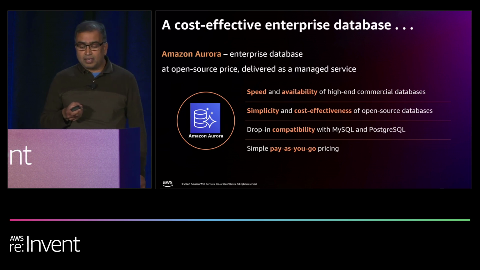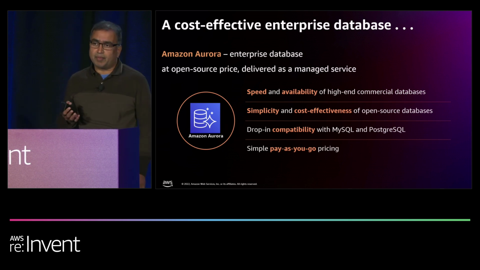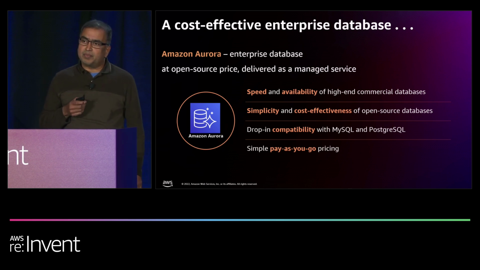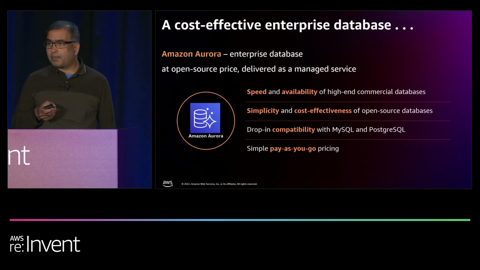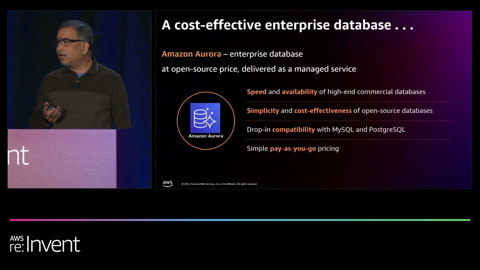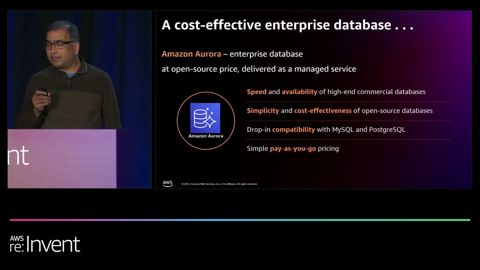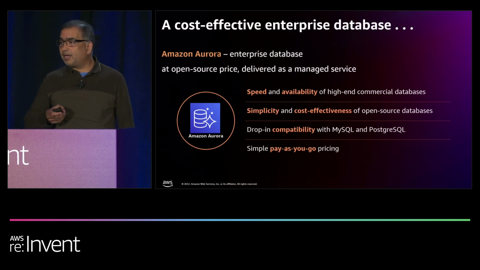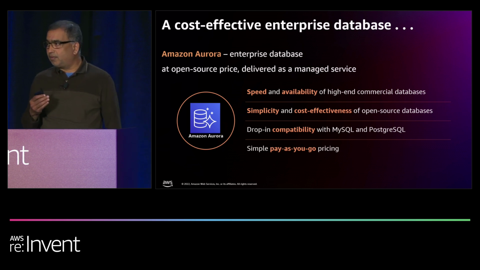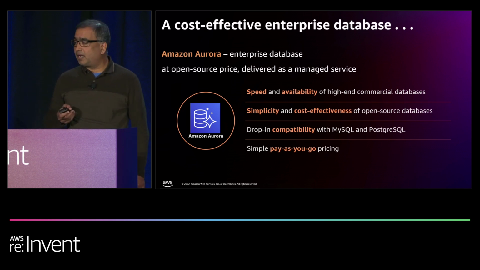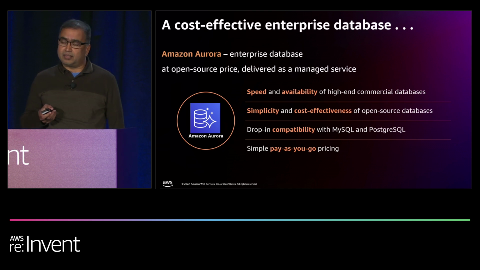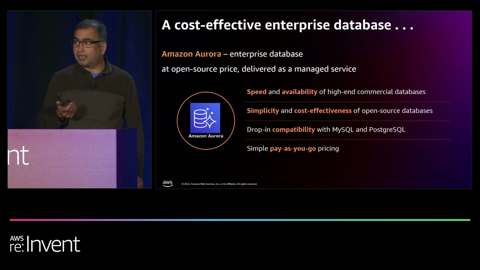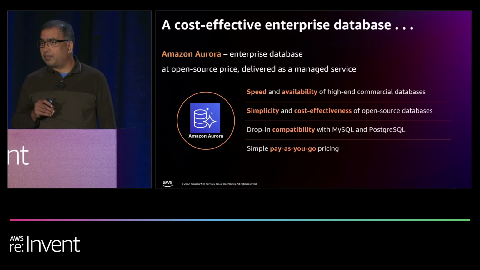So what is Amazon Aurora? Amazon Aurora is an enterprise database from AWS. It not only provides the speed and availability of a high-end commercial database, but also the simplicity and cost effectiveness of an open source database. It is MySQL and PostgreSQL compatible. That means your existing applications and tools can work seamlessly with Amazon Aurora, and we have our own developer tools that help you build serverless or machine learning powered applications using Amazon Aurora. And it comes at 1/10 of the cost compared to our enterprise relational databases.